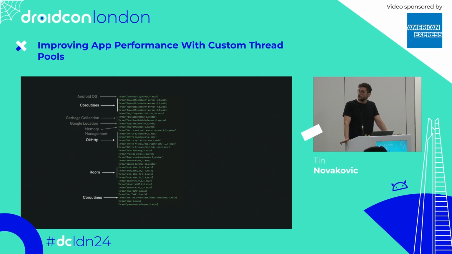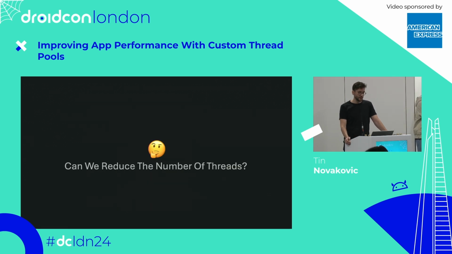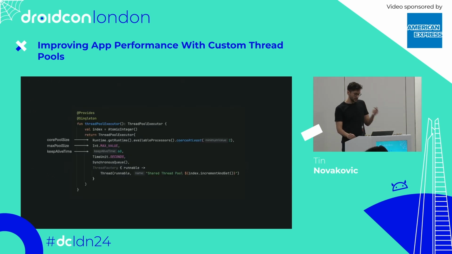And then in white, we have all the threads that are being produced by the libraries that we're using all the time. So we have coroutines with 5 threads, OkHttp with another 5 threads, and we have Room with 4 threads. So my question is, can we reduce the number of threads that this small application is using? And the answer is yes. We can create our own thread pool executor. This is nothing innovative. You can find this if you search online.